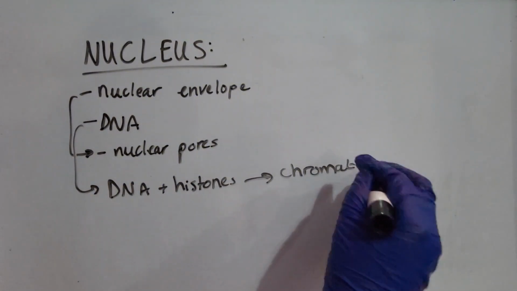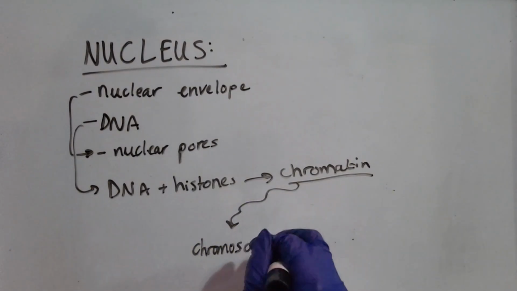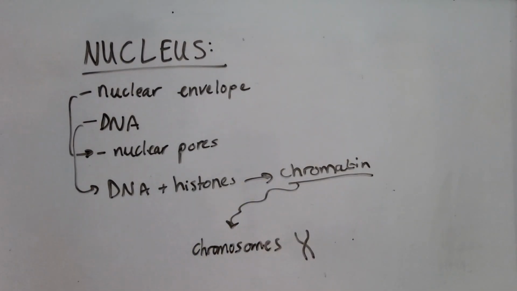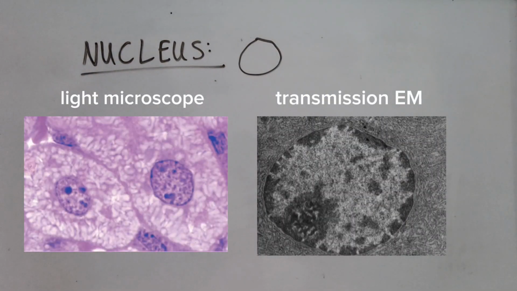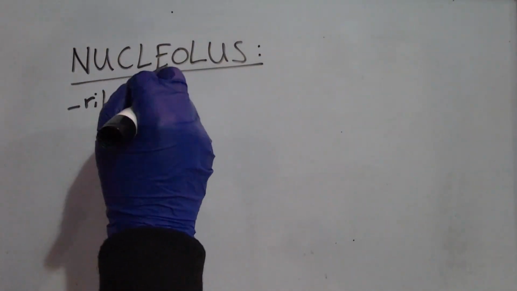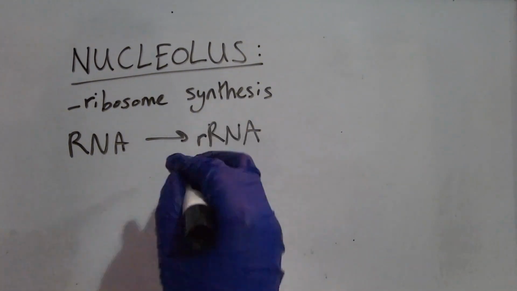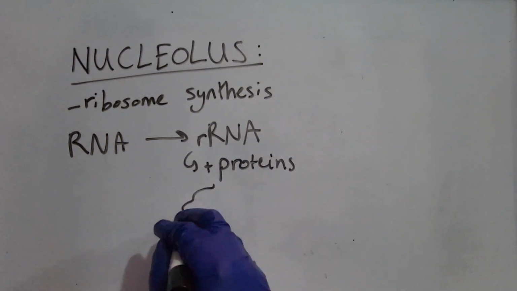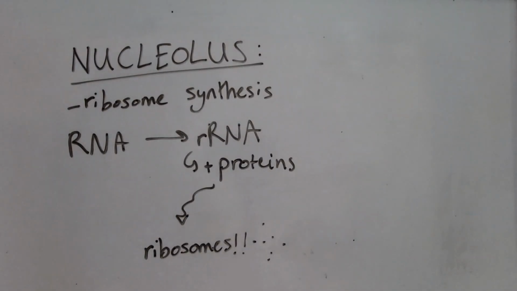The DNA that is found in the nucleus interacts with histones, which form a complex called chromatin. Chromatin coils up to form chromosomes, which you are able to see during cell division. Here you can see the nucleus on the photomicrograph. The nucleolus is a smaller area within the nucleus, and this is the site of ribosome synthesis. The nucleolus is made of RNA, which makes ribosomal RNA that combines with proteins from the nucleolus in order to make ribosomes that are used in protein synthesis.